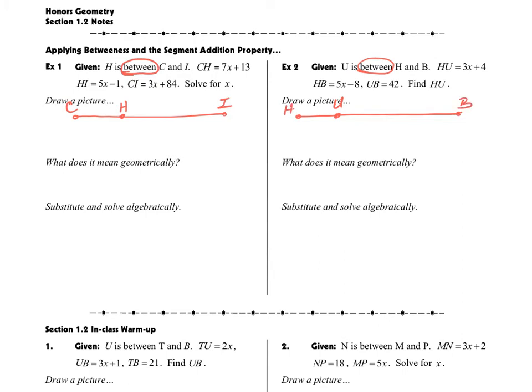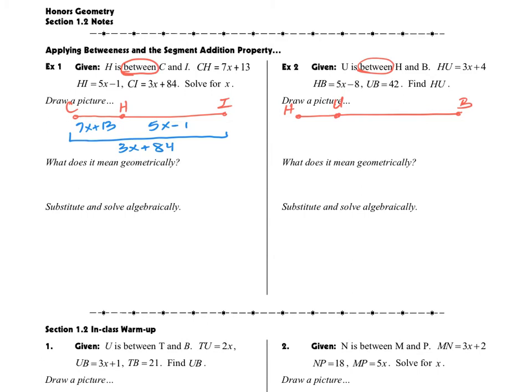Now from there, we can label whatever information they give us about it. So for example, it tells us on the first example that CH is 7x plus 13, and it tells us HI is 5x minus 1, and it tells us that CI is 3x plus 84.